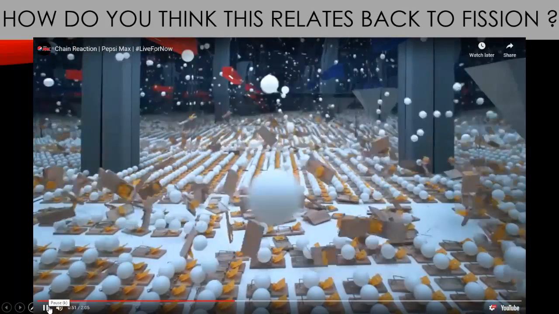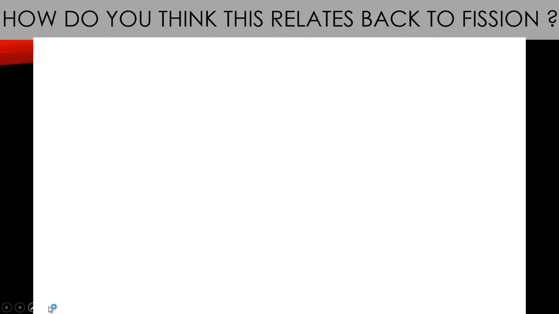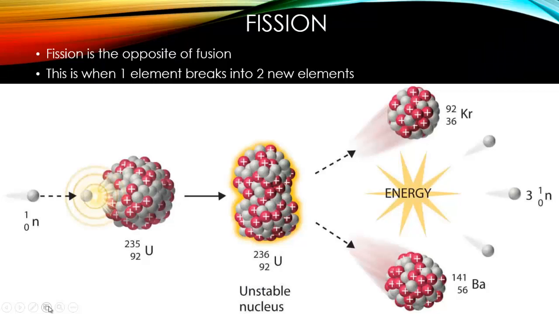Basically, this is a representation of a chain reaction. And fission can happen as a chain reaction. Notice how at the end of this there were 3 neutrons? Each of those neutrons can then shoot off and start this process all over again. So that means that one fission reaction can then create 3 fission reactions.